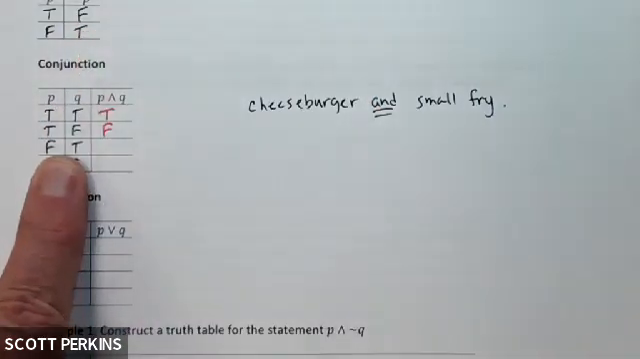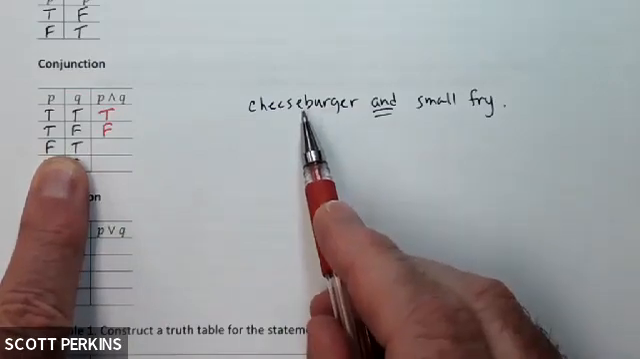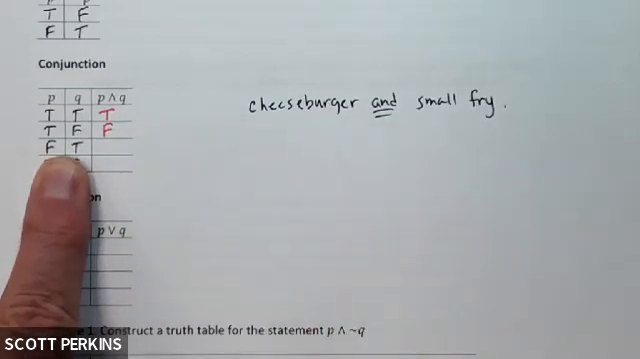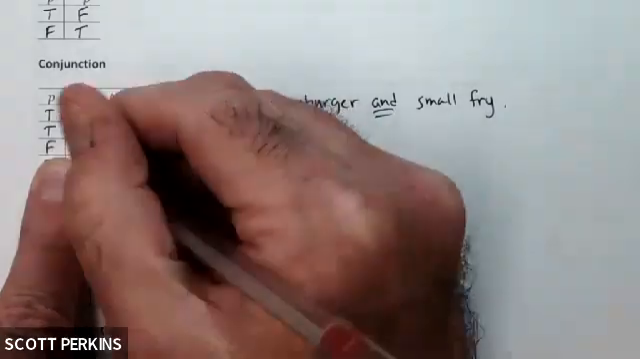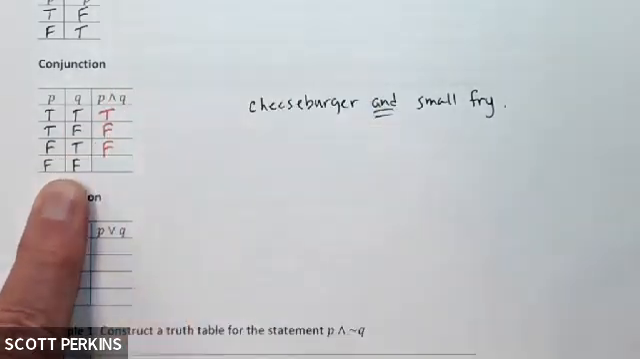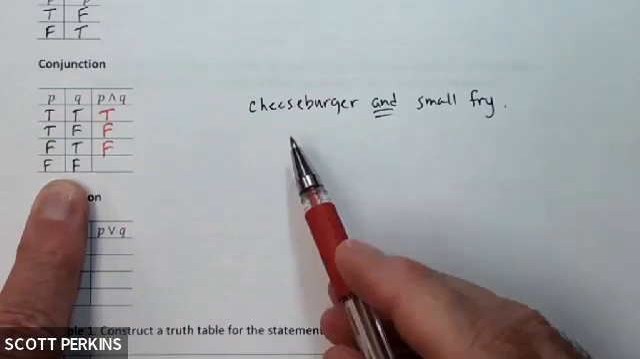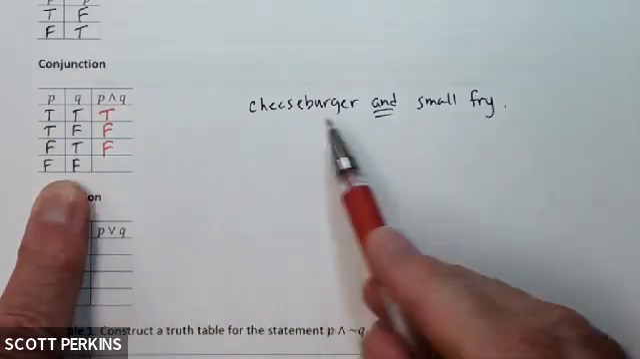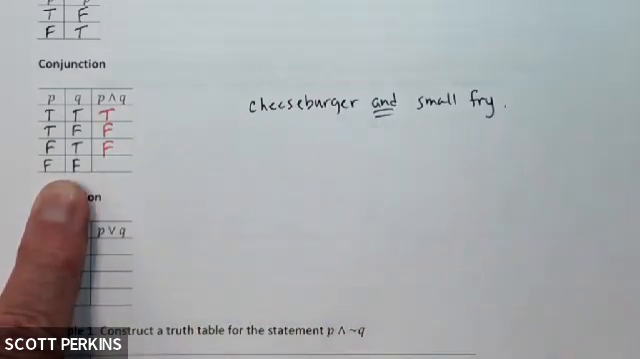The next row, false and true. You get handed the tray, there's some chicken nuggets and a small fry. Did you get what you wanted? No. And then last but not least, you get your tray. There's chicken. It's false and false. So it's chicken nuggets and apple slices. Did you get what you wanted? No.